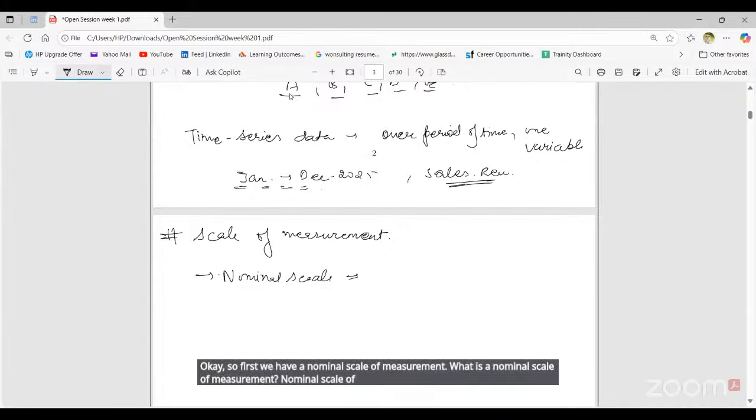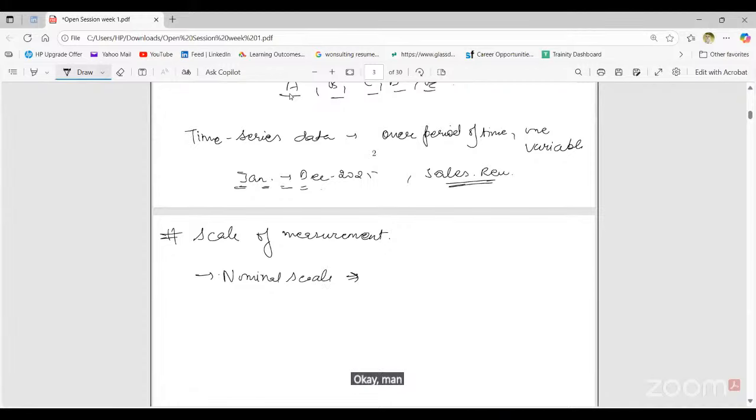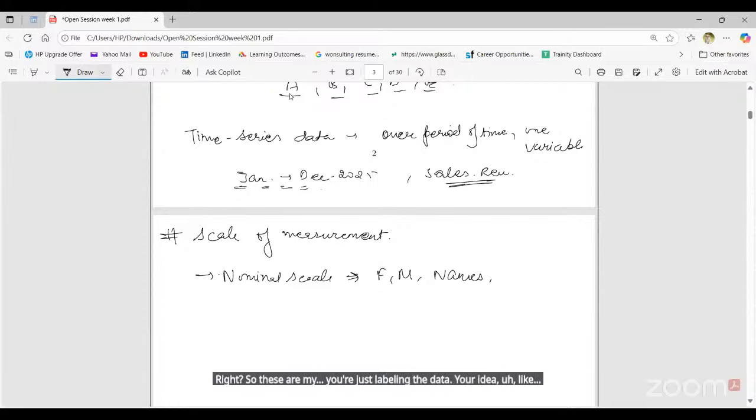Nominal scale of measurement is that measurement in which you are just labeling the data. You can have gender, female or male, or you can have the names of the students. So you're just labeling the data. Your ID is used for identifying the observation, the characteristics. Okay, that is a nominal scale of measurement, right? So you can have name, female, male, the genders, or the blood group and everything. So these are my nominal scale of measurements.